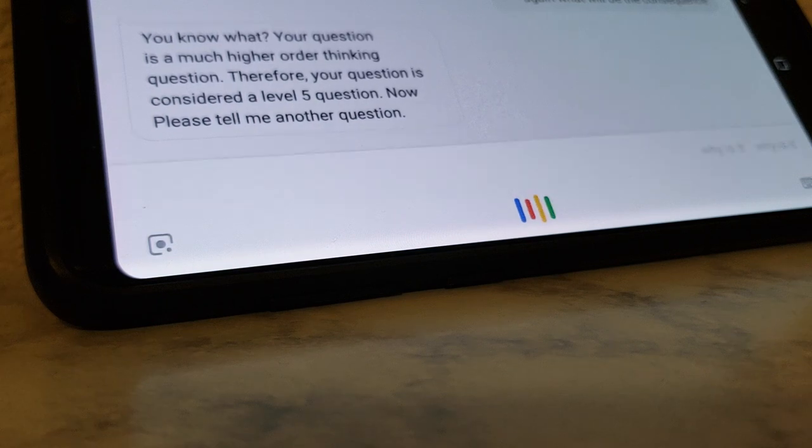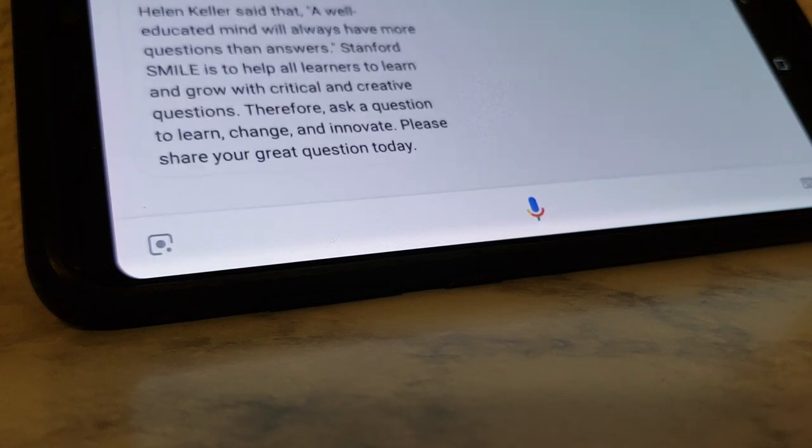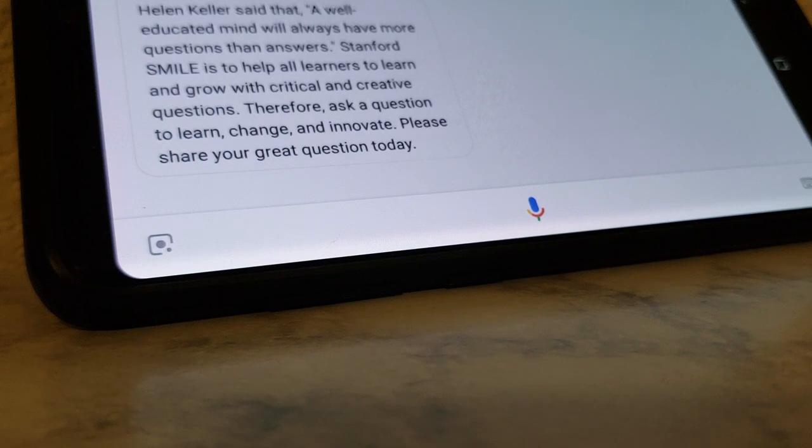Why is it important to keep coming up with innovative questions? Helen Keller said that a well-educated mind will always have more questions than answers. Stanford Smile is to help all learners to learn and grow with critical and creative questions. Therefore, ask a question to learn, change, and innovate. Please share your great question today.